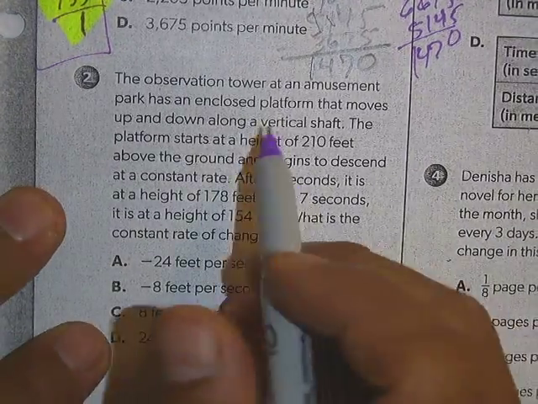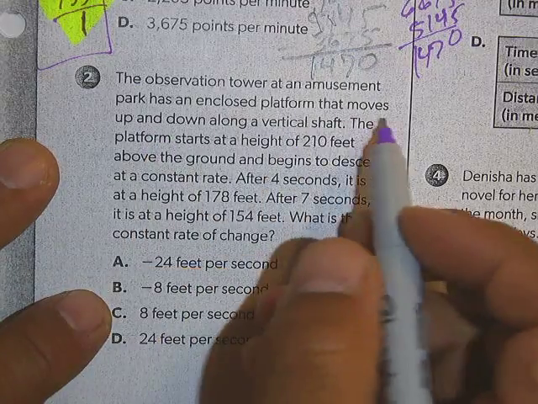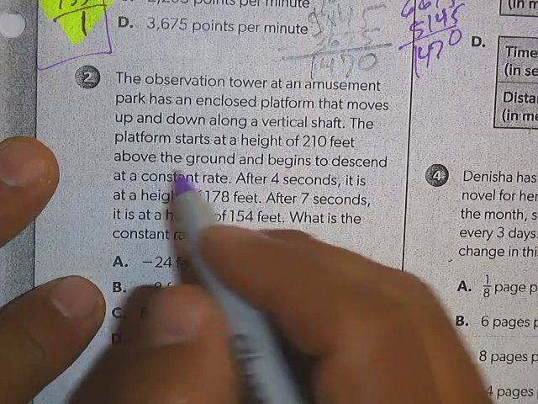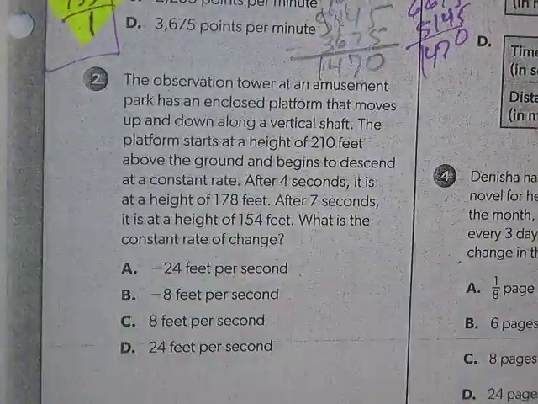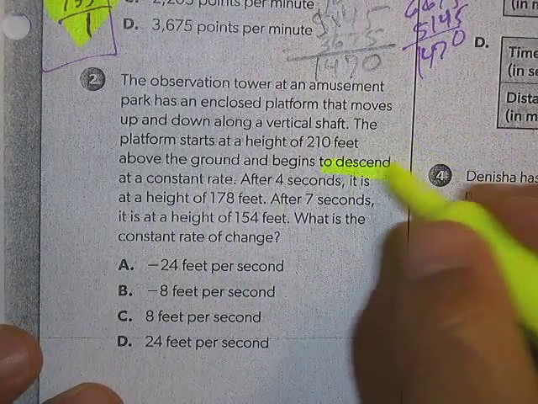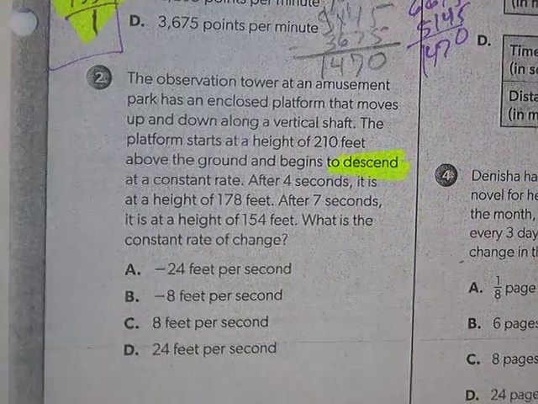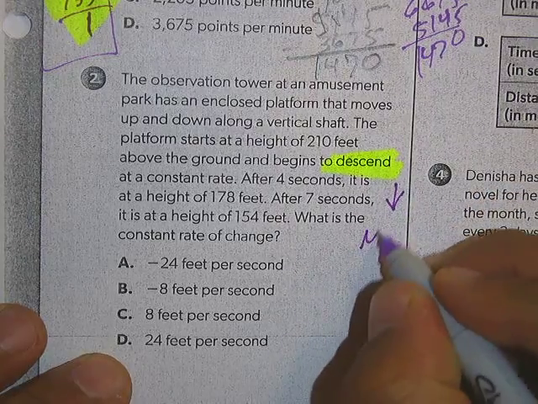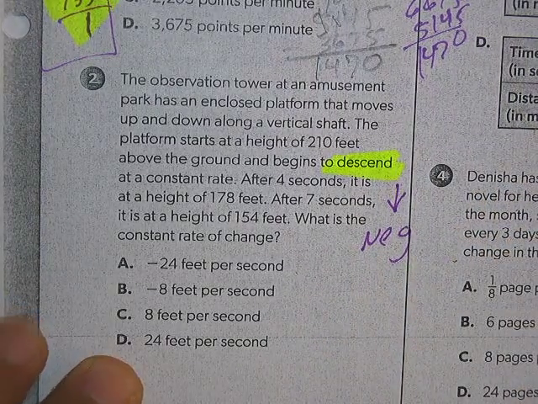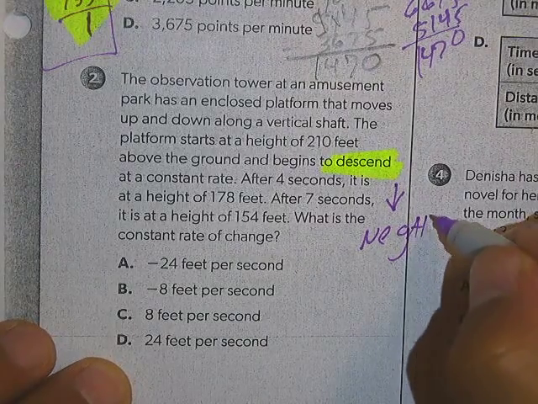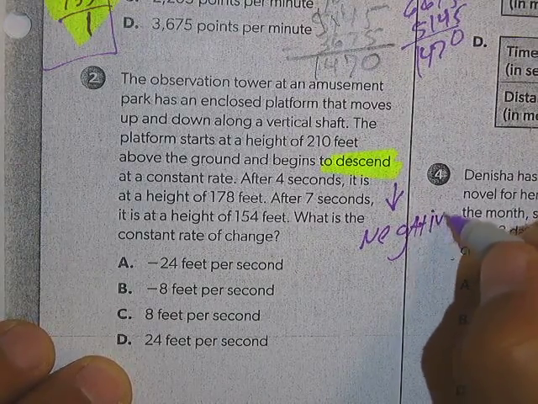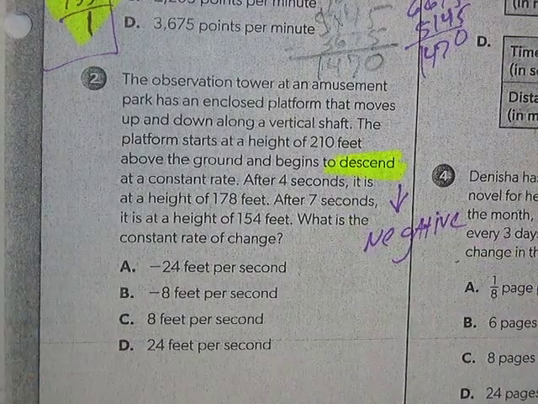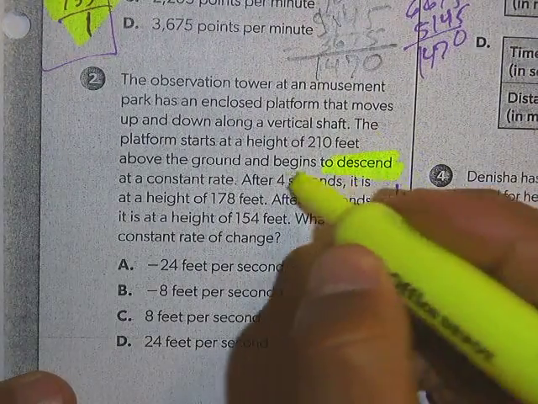Okay, look at number 2. Number 2 has a lot of wording. It says the observation tower at the amusement park has an enclosed platform that moves up and down along the vertical shaft. The platform starts at a height of 210 feet above the ground and begins to descend. Okay, this word is key. Descend. Okay, so it's going to descend. Descend means down, which is usually something with negative numbers. So let me write the word negative. Negative numbers. So think of descend as negative.